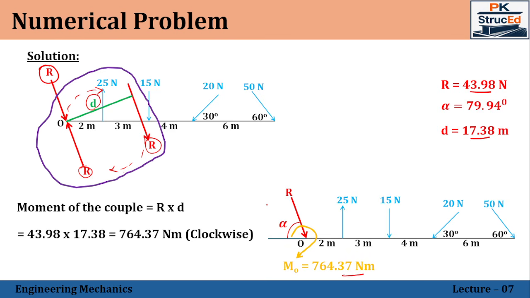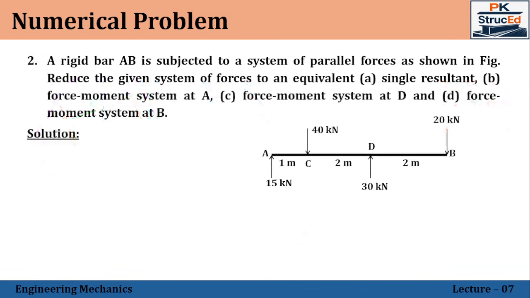Okay. So we'll take one more example. A rigid bar AB is subjected to a system of parallel forces shown in the figure. Reduce them into an equivalent single resultant and then a force-moment system about points A, D as well as B. So totally 4 things have to be found out.